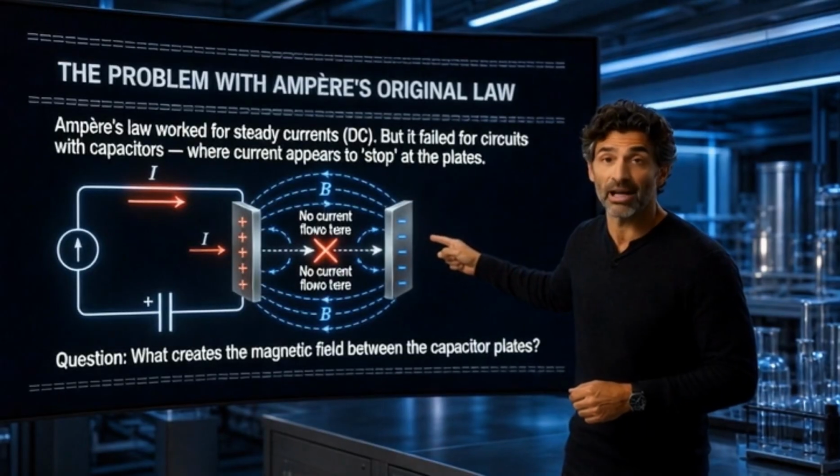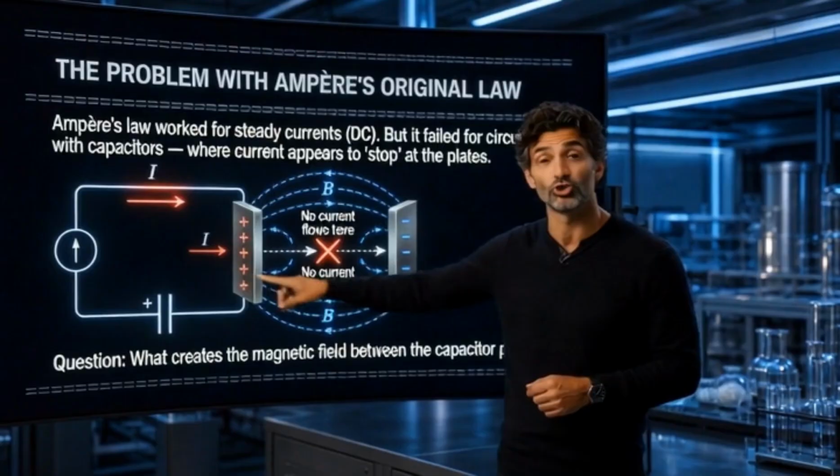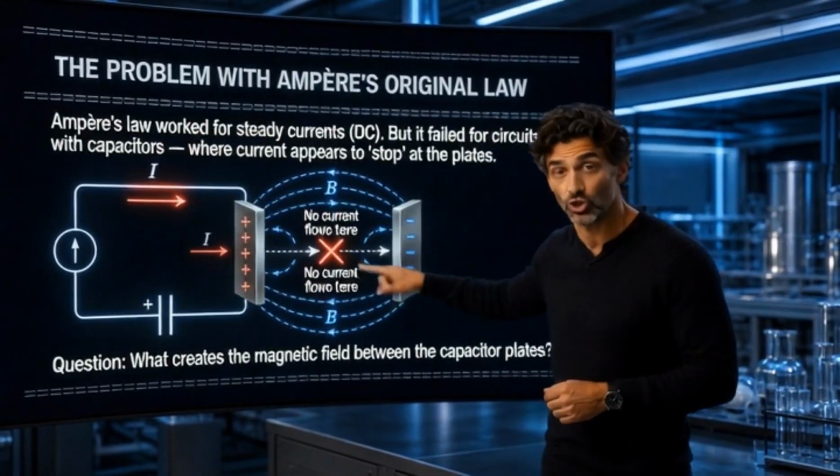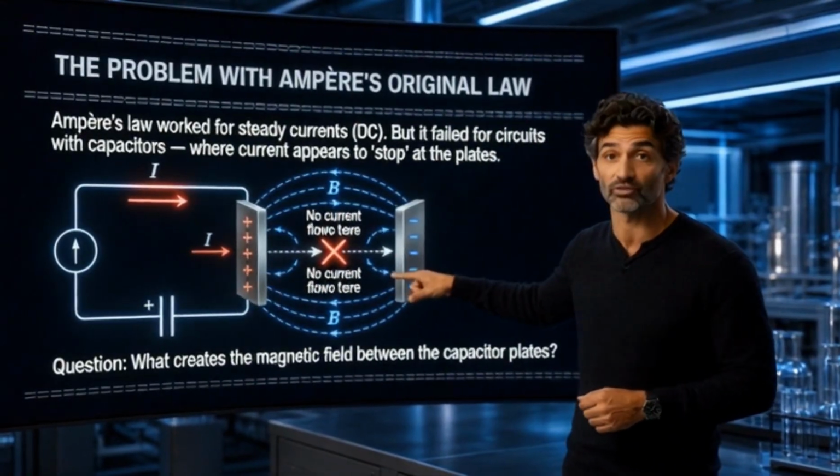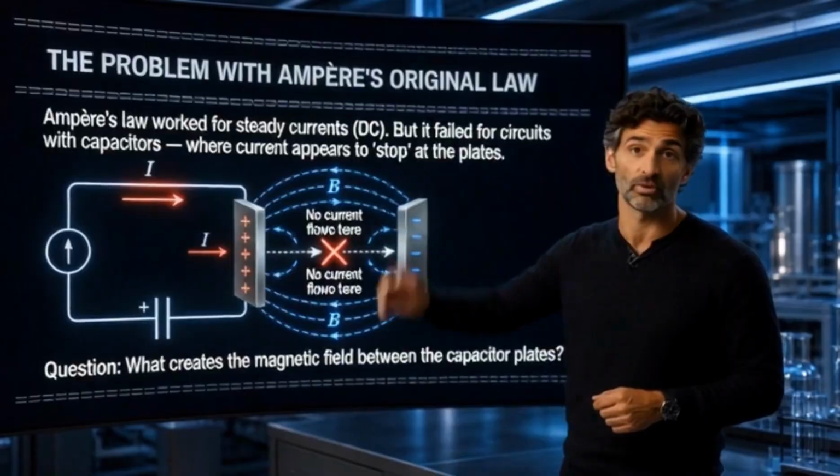This is the complete Ampère-Maxwell law, the 4th of Maxwell's equations. It says there are 2 ways to create a magnetic field. First, electric currents, moving charges. Second, changing electric fields, even in empty space. This second term is Maxwell's genius.